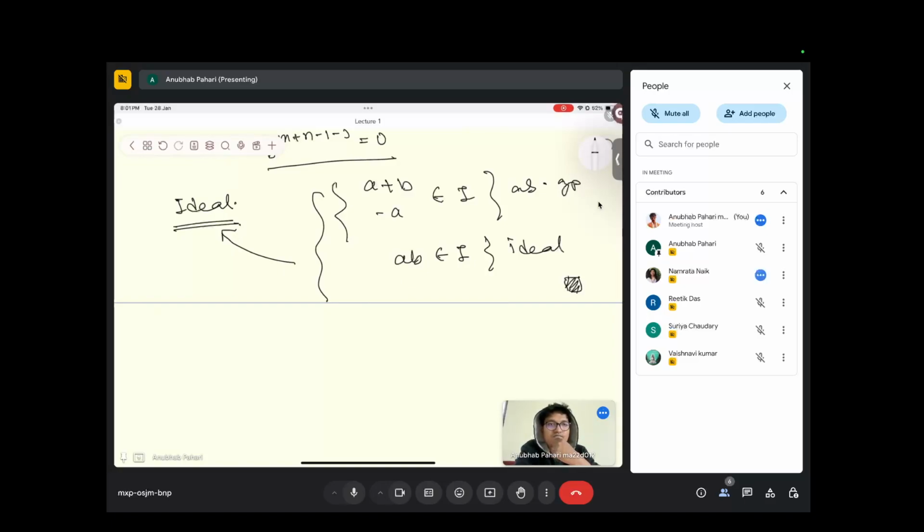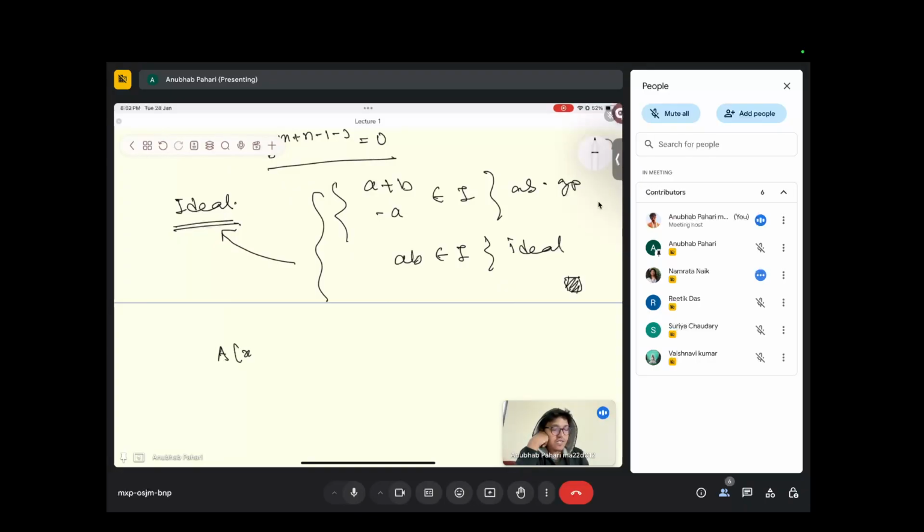Can I ask just one question? Yeah, sure. So suppose I have A, A is a ring, and I want to know how many ring homomorphisms are possible. Like, what are the ring homomorphisms from A[X] to A? So other than the evaluation map, do we have any other?